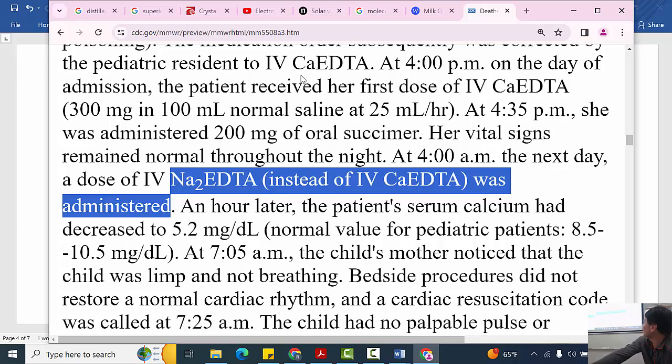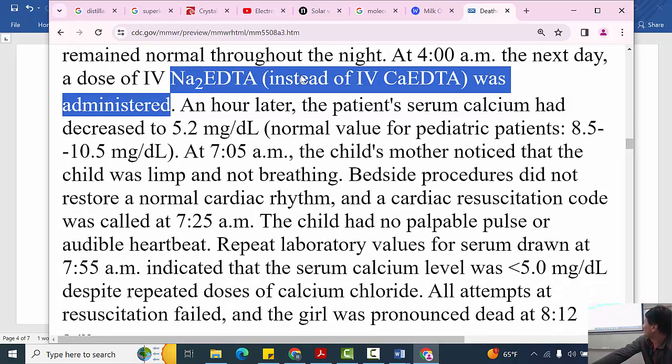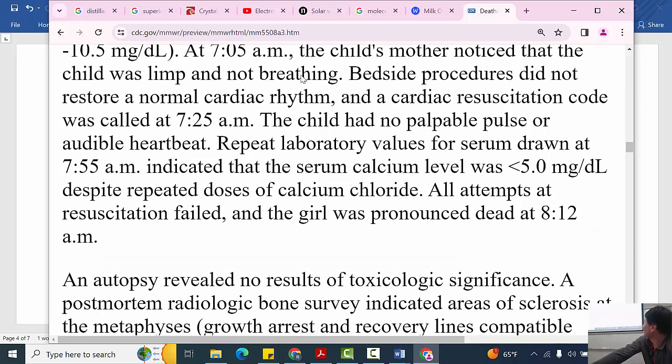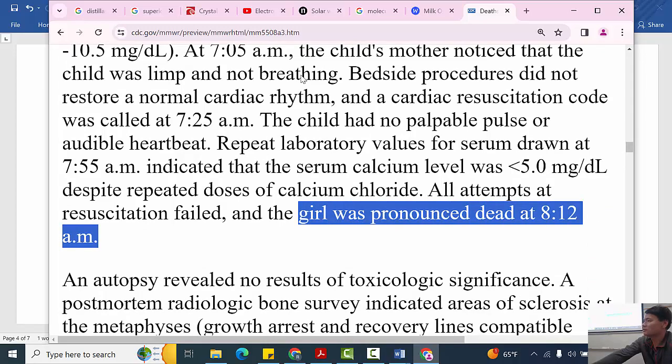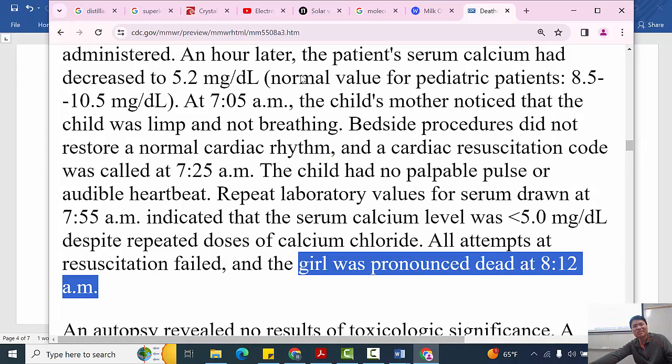At 7:05 a.m., the child's mother noticed that the child was limp and not breathing. Bedside procedures did not restore normal cardiac rhythm, and a cardiac resuscitation code was called at 7:25 a.m. The child had no palpable or audible heartbeat, and the girl was pronounced dead at 8:12 a.m. So she checked into the hospital at 4 p.m. and was dead by 8:12 a.m. the next day. 2 years old. Can you believe that? It was a mistake. Rather than grabbing the calcium EDTA, they accidentally grabbed the sodium EDTA, not knowing that there's a difference.